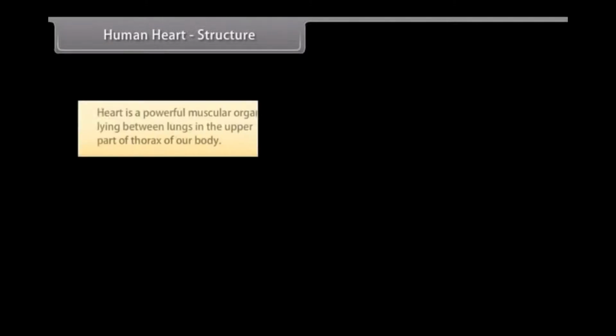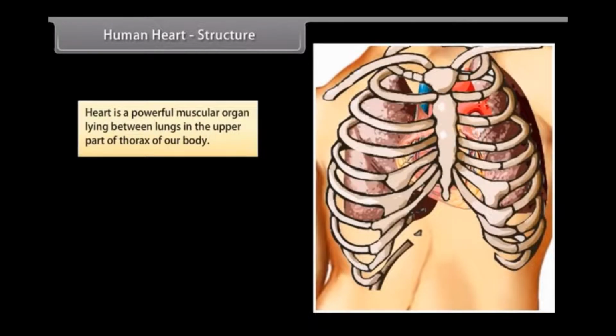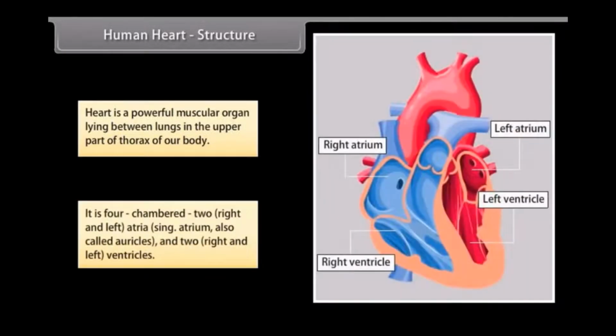Human heart. Structure. Heart is a powerful muscular organ lying between the lungs in the upper part of the thorax of our body. It is four-chambered: two right and left atria, atrium, also called auricles, and two right and left ventricles.